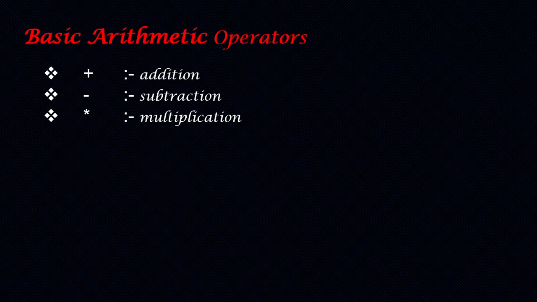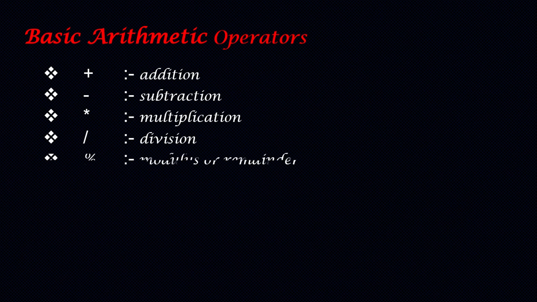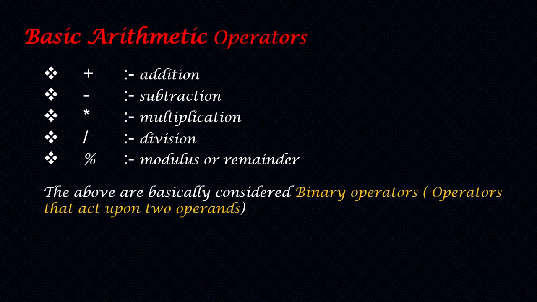So let us consider now basic arithmetic operators. 5 basic arithmetic operators are there: addition, subtraction, multiplication, division and modulus. So modulus is a remainder operator. It is used for calculating the remainder. These above operators are also considered as binary operators. Most of you already know the meaning of the word bi. Bi means 2. So these are binary operators because they act on 2 operands.